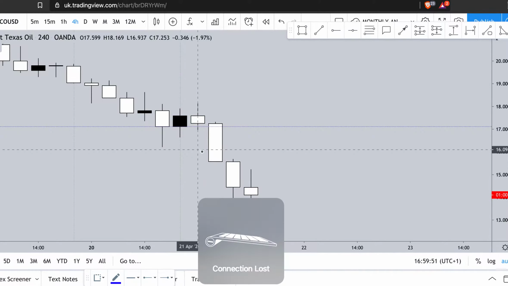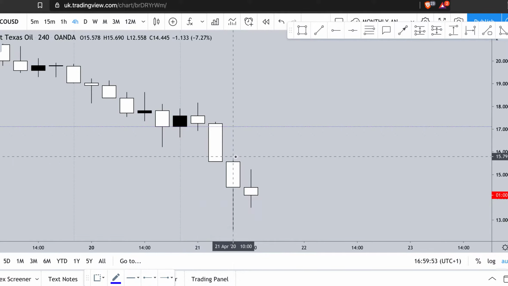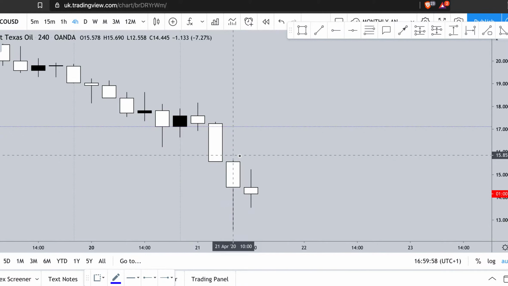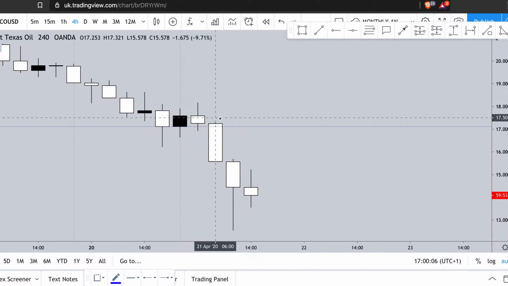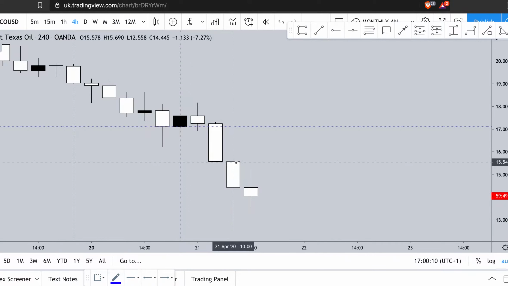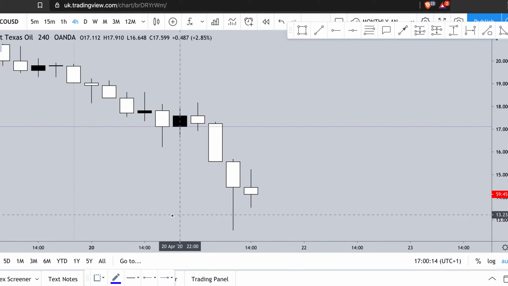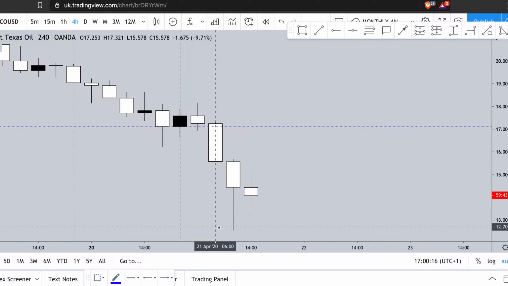So you can understand within that hour, price traded down. Pretty much it went up a little bit, but the sellers were in control and price moved down and closed there as well. That was followed by another candle. This candle, I don't know why that keeps happening, but I will sort it out for the next one.